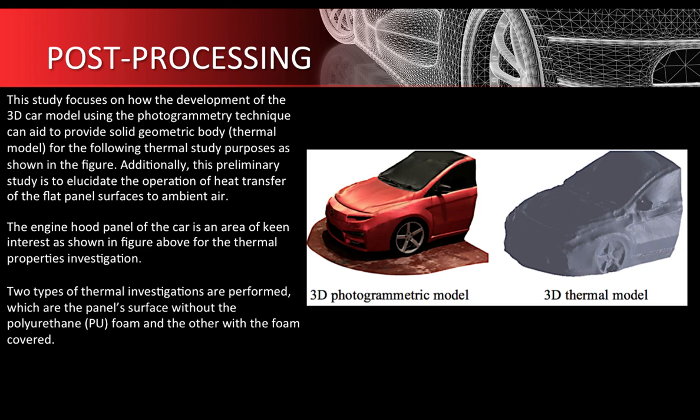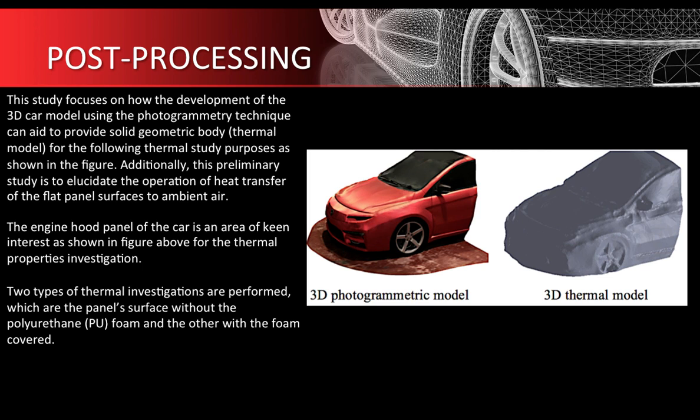As I mentioned before, this study focuses on how to develop a 3D car model using the photogrammetry technique to aid in providing a solid geometric body for a thermal model for the following thermal study purposes in this research. In the study, heat transfer by means of radiation, conduction, and convection of the engine hood panel are investigated by assuming the car is traveling at about 50 meters per second, and the geometry and the frontal design of the car are not taken into consideration.